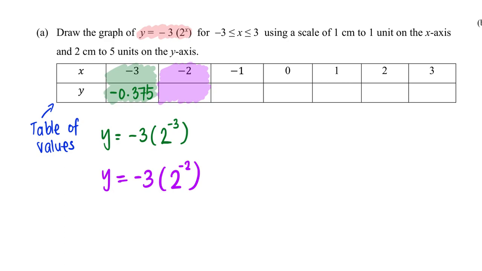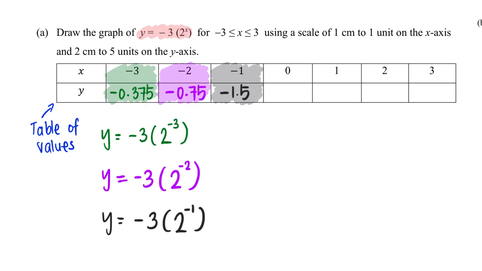So you should get negative 0.75. Okay. So for this particular value here, x will be negative 1, so meaning y equals negative 3 times 2 to the power of negative 1, you should get negative 1.5. So as we continue, we will then be able to get all the rest of the values.